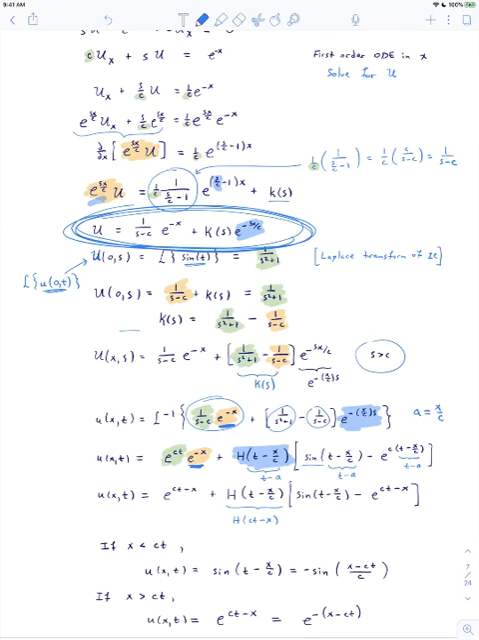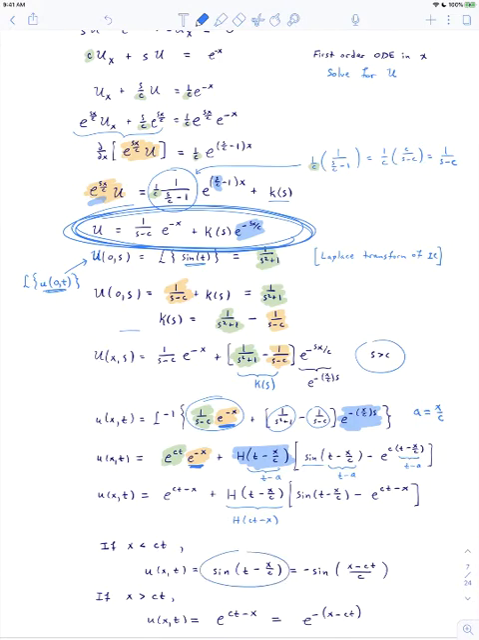So if x is less than ct, what does that mean? That means that this term right here, t minus x over c, we can rewrite as the Heaviside function, or H at ct minus x. So if x is less than ct, then this term becomes 1. So if this Heaviside function right here is 1, then you just add everything together. So this exponential will cancel with that exponential. And so if x is less than ct, you just end up with this sine term.